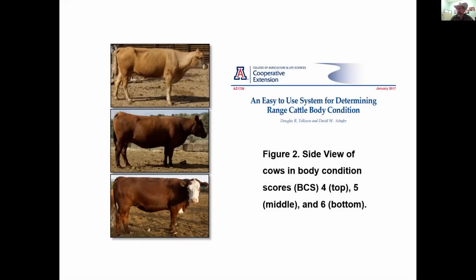So there is a publication from the U of A Cooperative Extension that will help you if you have not gained this ability to be able to numerically quantify body condition in your livestock. It's easy for us typically to tell a thin cow from a fat cow or sheep or goat. Sometimes it's a little harder for us to assign a numerical value to that. With cattle, we typically go on a 1 to 9 scale. And so in this publication, you'll see animals that are a 4 on the top, 5 in the middle, and a 6 on the bottom.